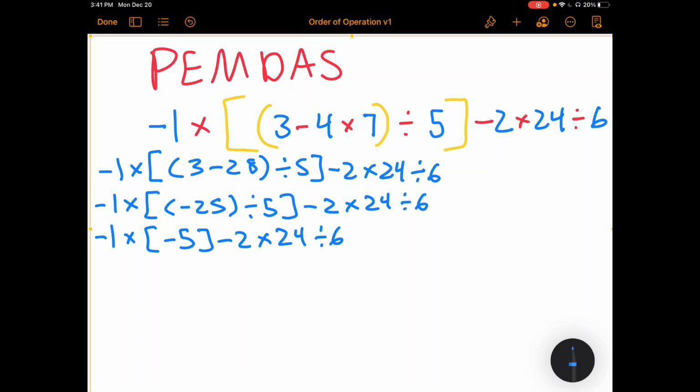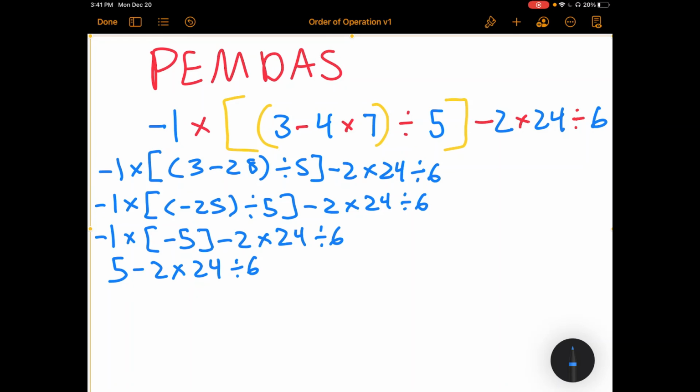In this case, luckily, all of our multiplication goes first, so there's no confusion there. We have the -1 times the -5. That's where we're going to solve first, and that's going to give us a +5. So we've solved that part, first operation. Now we're just going to rewrite the rest of it to bring everything else down: -2 times 24 divided by 6.